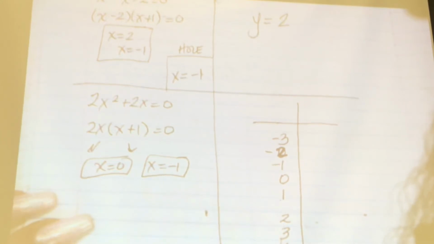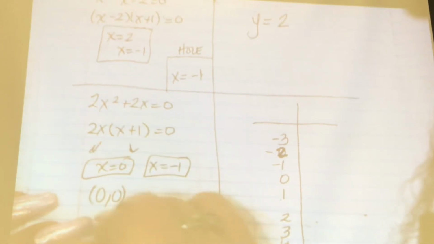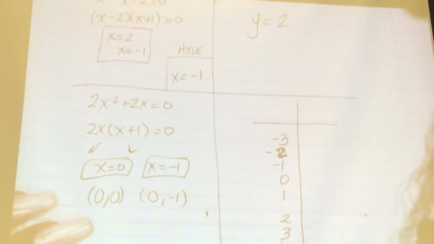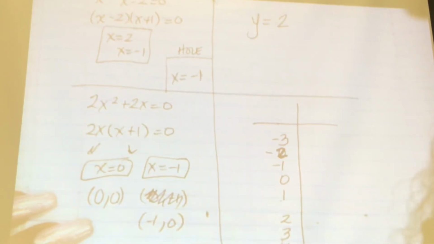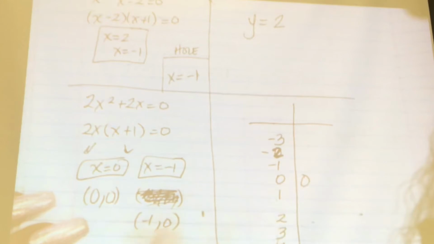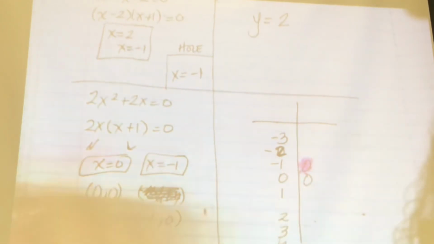What happens when you plug in 0 if it's an x-intercept again? Yeah, because this is 0, 0, and this is negative 1, 0. So what happens when you plug in 0? You get 0. What happens when you plug in negative 1? You also get 0. But it's actually a hole, so that's why this is going to get fixed right now. So we'll get back to this.